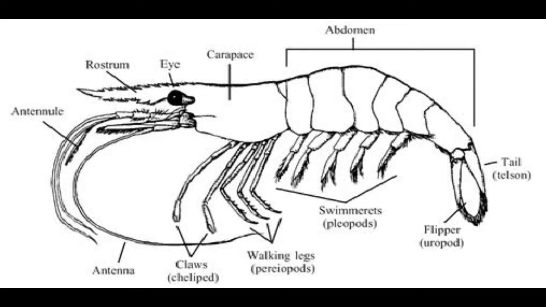Shrimp have 5 pairs of jointed legs on the thorax. 3 pairs are used for walking and 2 pairs have claws and are used for feeding. On the abdomen, 5 pairs of appendages are used for swimming and carrying eggs, and the tail is also used when swimming. So that's all the parts of the shrimp.